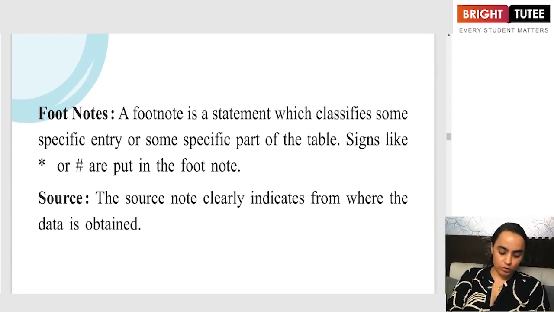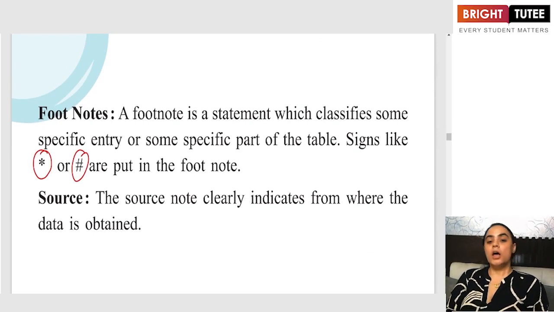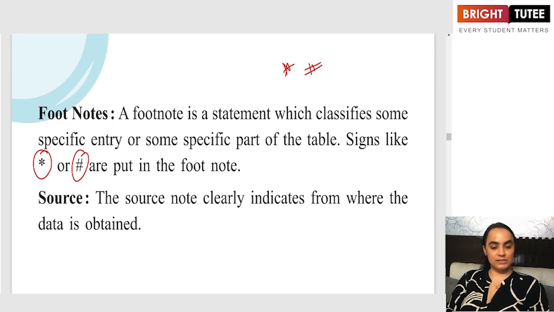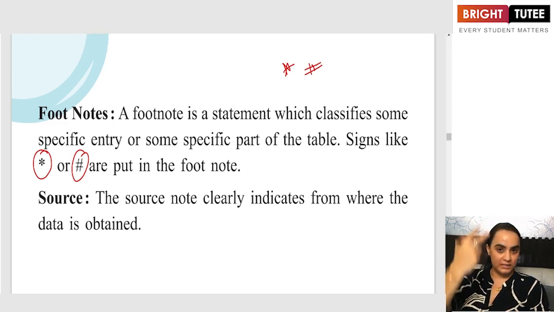We give a footnote with signs such as asterisk or hash. Footnote is given when there is some extra or some additional information that you want to give about some particular row or some particular column. So whatever column you wish to give extra information on, you will put an asterisk or a hash there. And at the bottom also you will put a hash or an asterisk. That would mean that both are simultaneous. There is a connection between them.